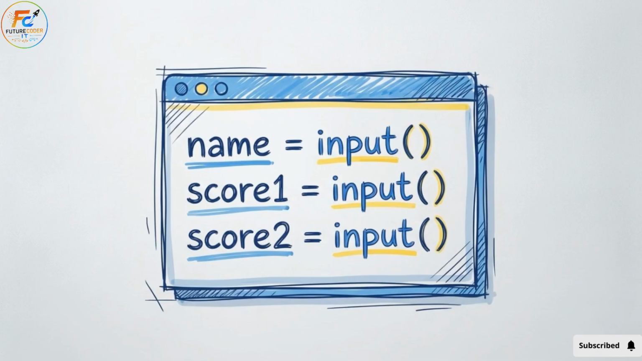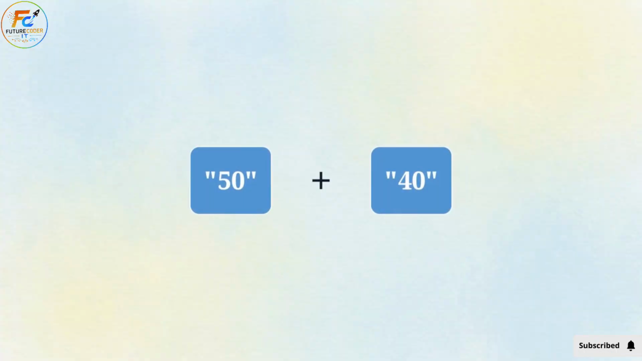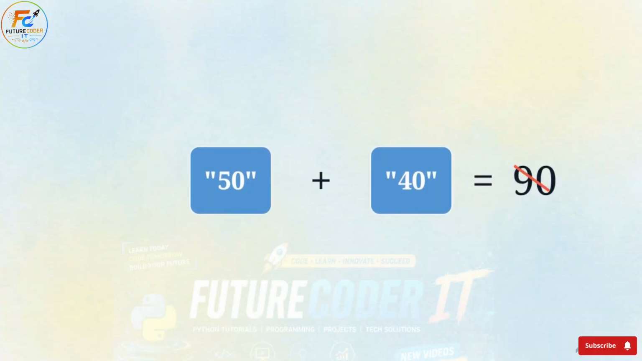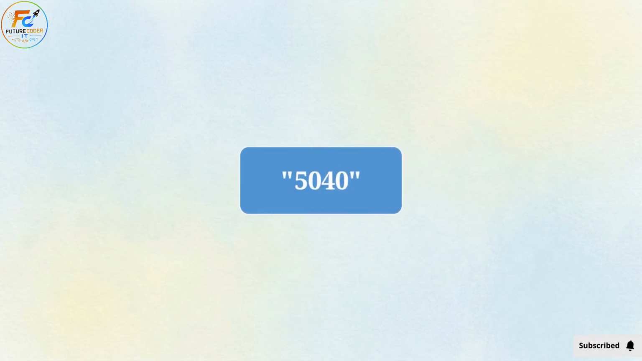We'll use the input function to ask for their name, and then ask for 2 test scores, storing each in a separate variable. If we try to add those 2 test scores together using a plus sign, the output isn't 90. Instead, we get 5040. The program just glues the numbers together.